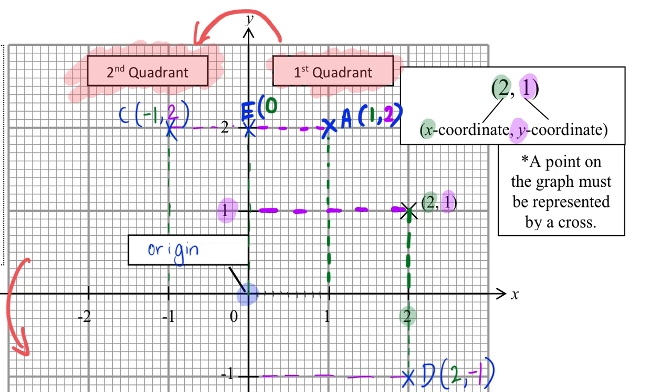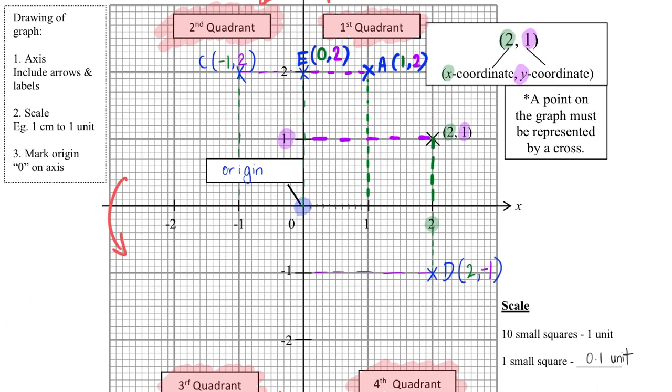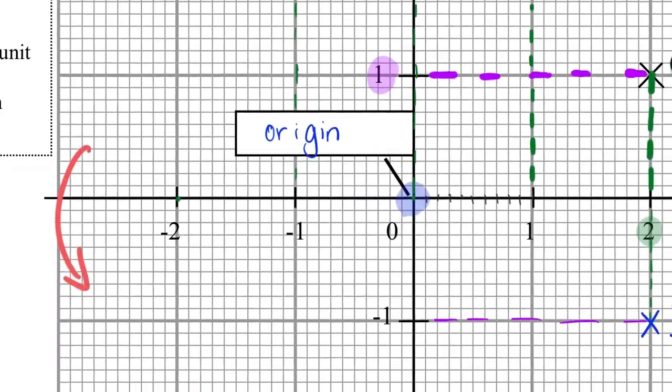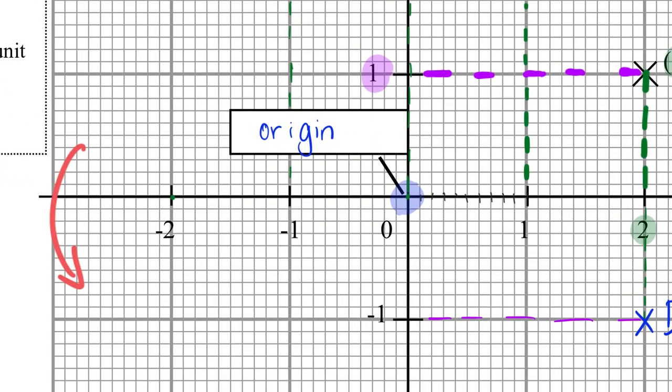X is 0, y is 2. So I continue for my last 2 points. F is negative 2 and 0. So x is negative 2, but y is 0. And I realized that it happens to be on this particular point on the x-axis, and that is where my F will be.